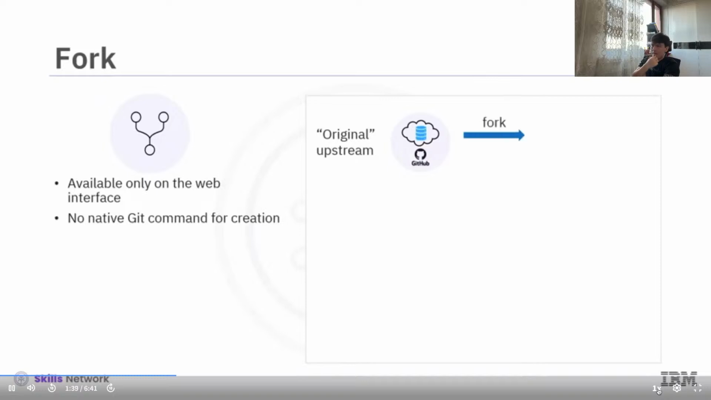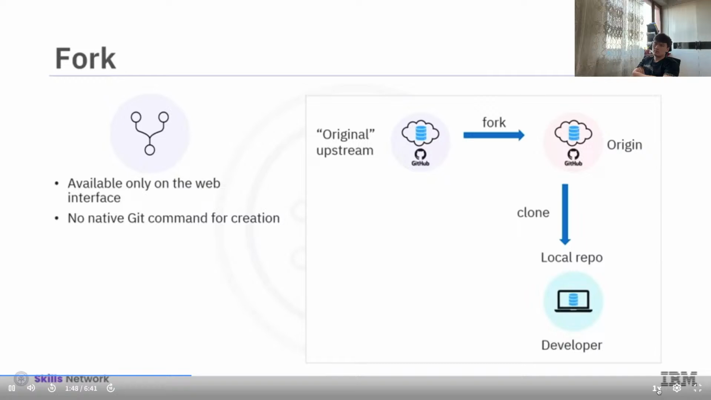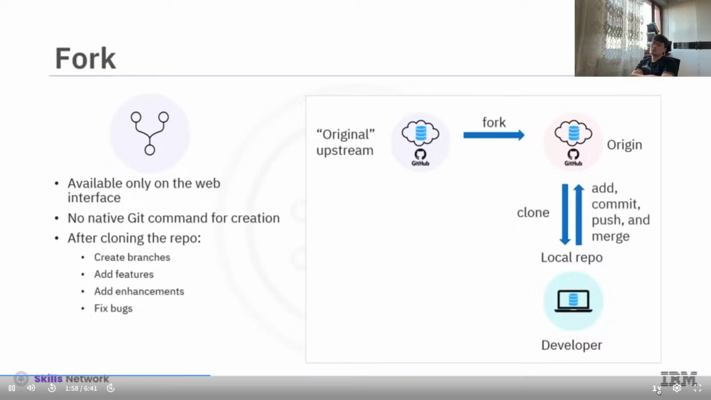Once you fork the original upstream, the forked copy of the repo becomes the origin, and developers with access to the origin can create clones of it on their local machines. After cloning, you can create branches and easily make changes to the codebase, like adding features, enhancements, or fixing bugs. Finally, you can add, commit, and push your changes to the branch and request to merge the branch with the main branch in the origin.